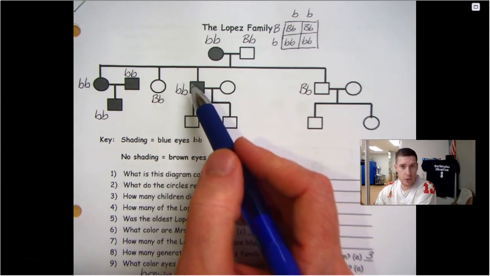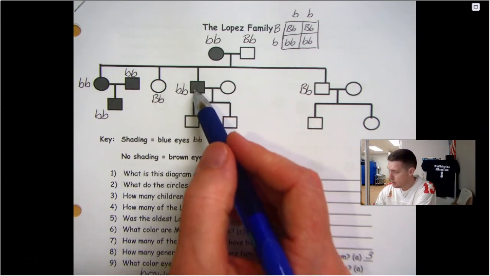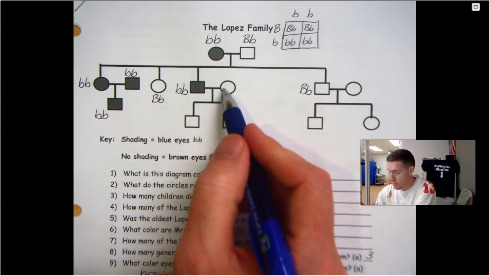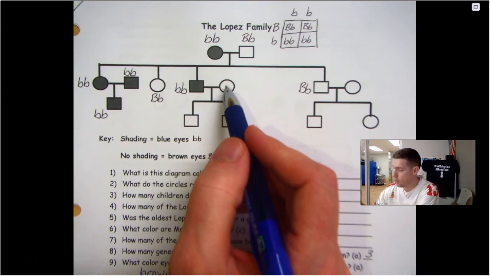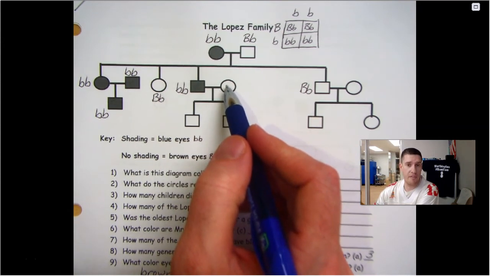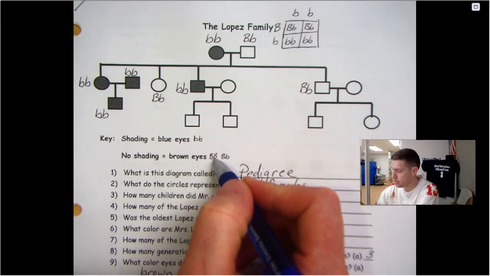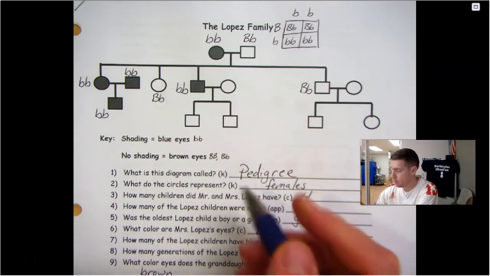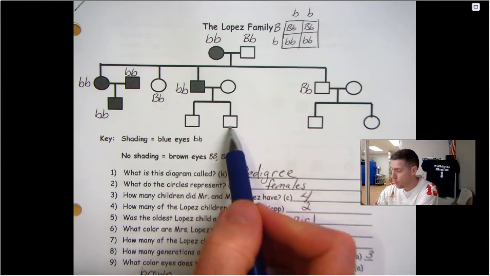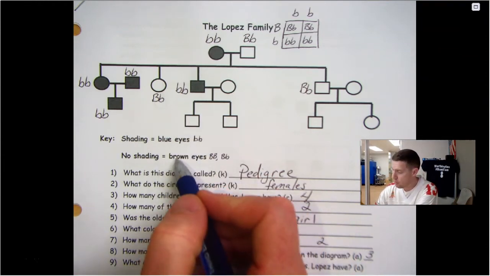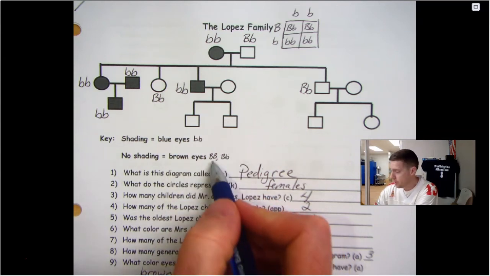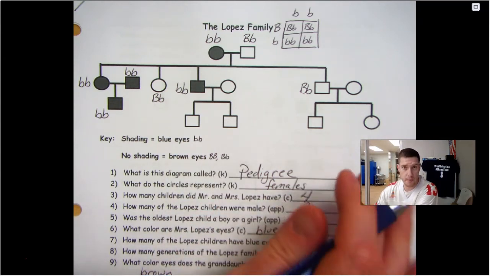We have one of the Lopez children, and he is married to, at least what we know, is a female who has brown eyes. So we know she's either this or this. Okay, so we know that. We also know that both of their sons also have brown eyes. So they're going to be either this or this.